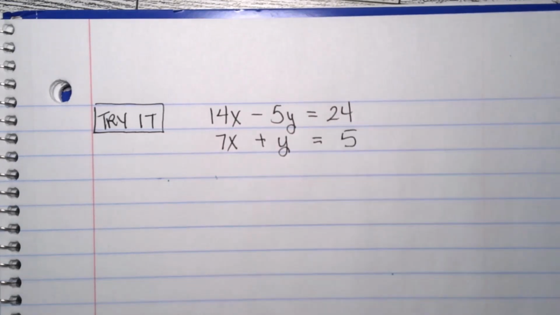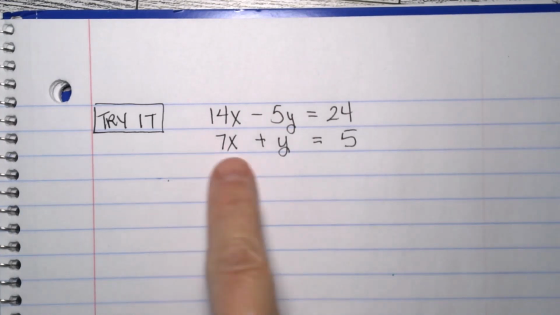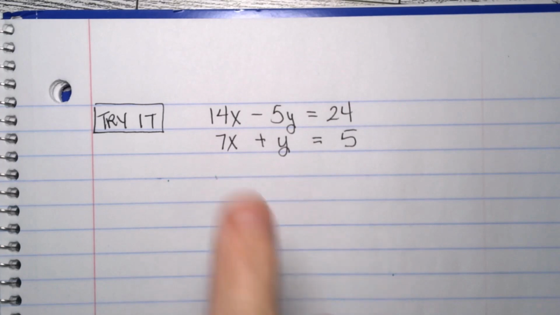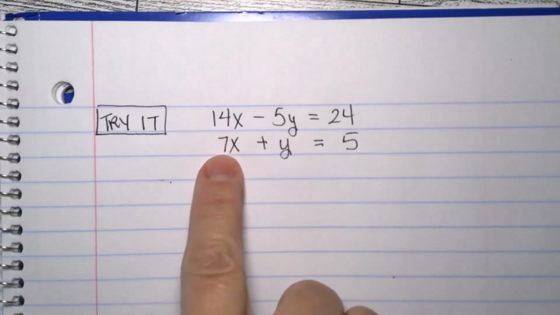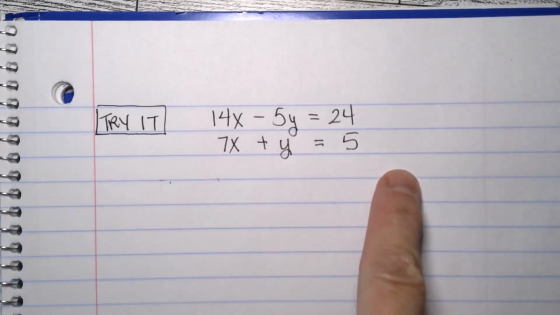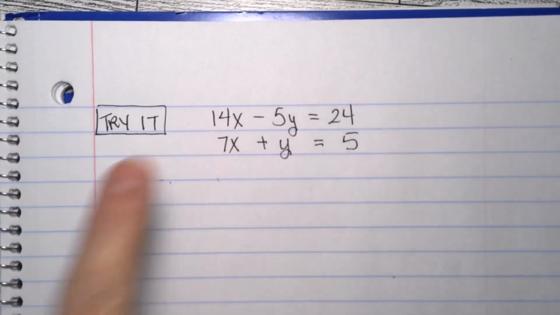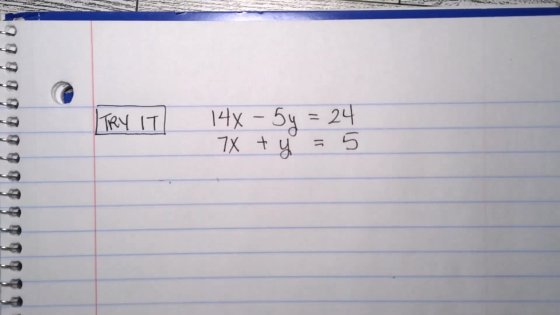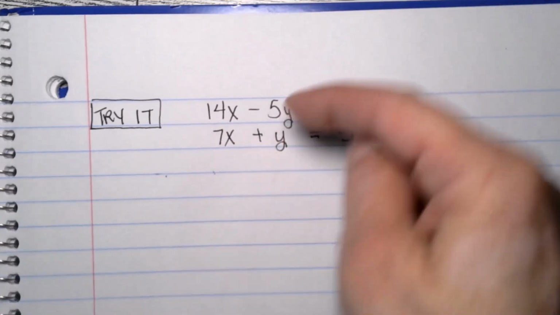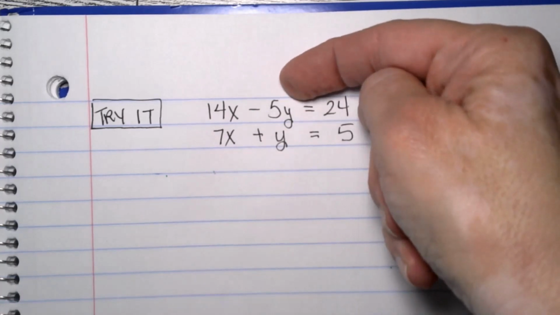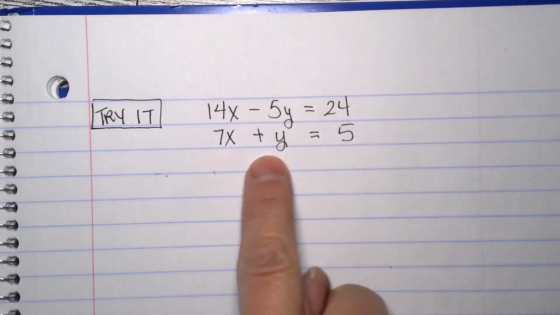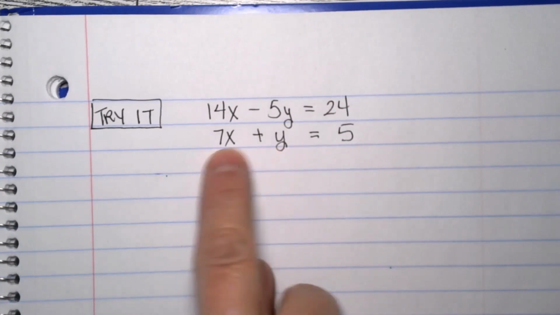equals 5. As it is right now, nothing's going to cancel, so I'm just going to walk you through this one. There's a couple things you could do. The 14 is actually 7 times 2, so we could multiply everything on the bottom times a negative 2 and then make the x's cancel. Or I have a negative 5y on top, so I could multiply the bottom times a positive 5 and then the y's would cancel out.